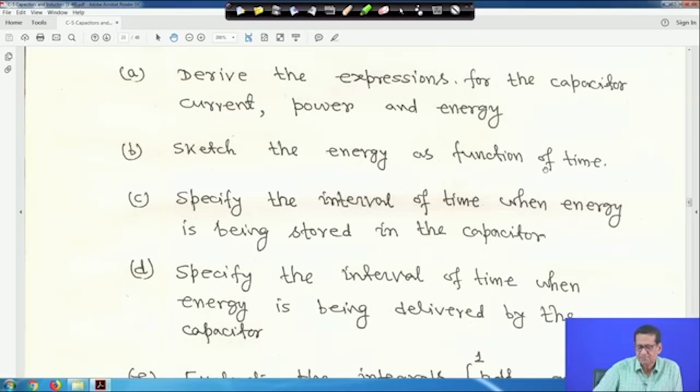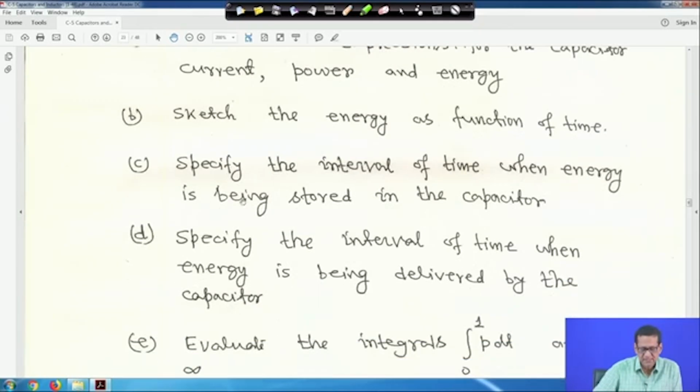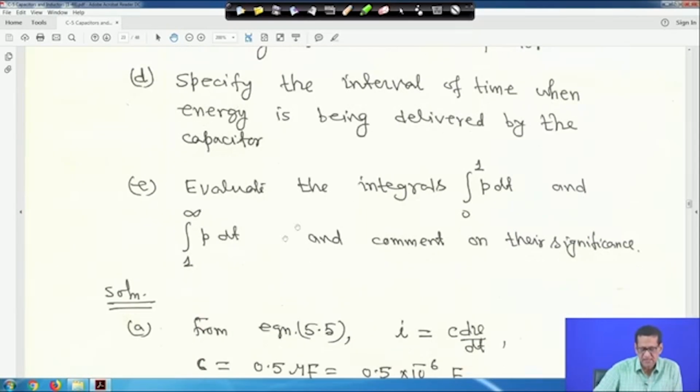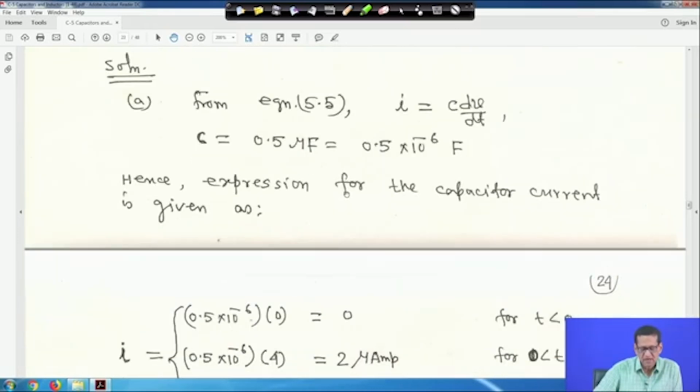Sketch the energy as a function of time, then specify the interval of time when energy is being stored in the capacitor, and specify the interval of time when the energy is being delivered by the capacitor, and evaluate the integrals 0 to 1 of p dt, where p is power, and 1 to infinity of p dt, and comment on their significance. So, we know, I mean, very simple it is.